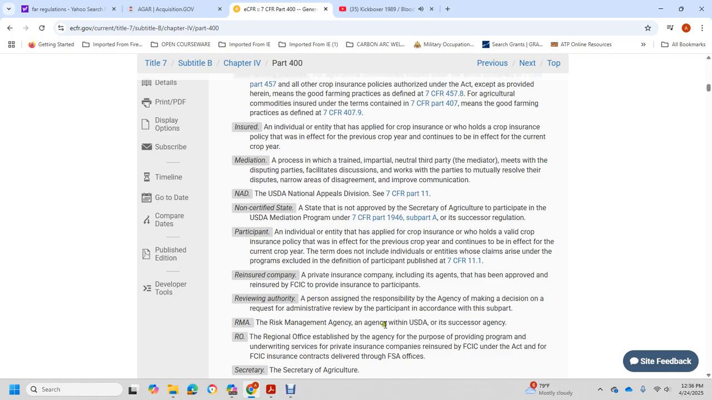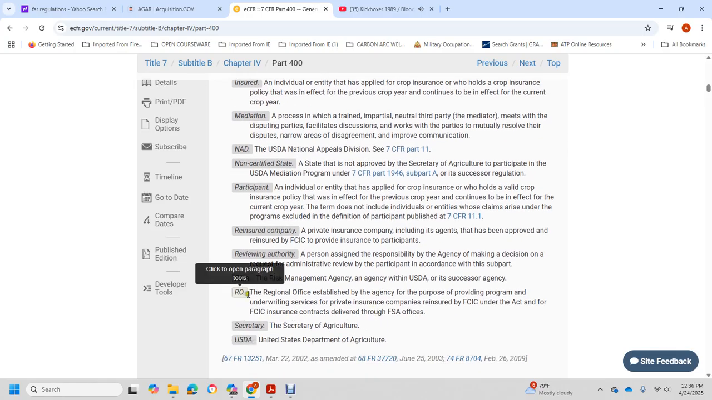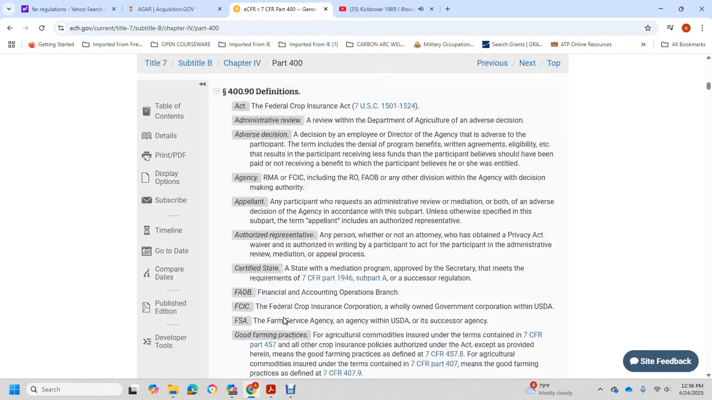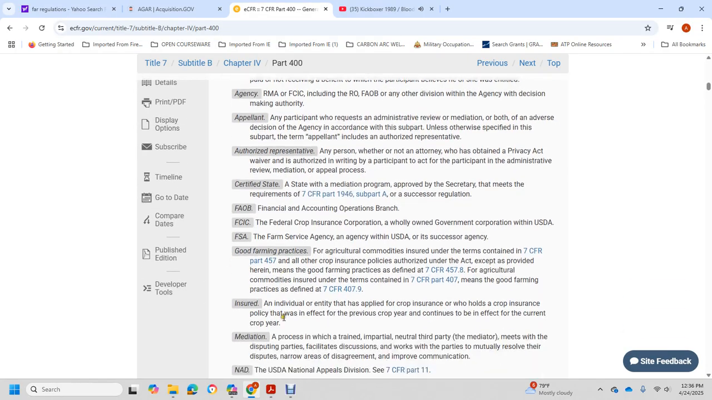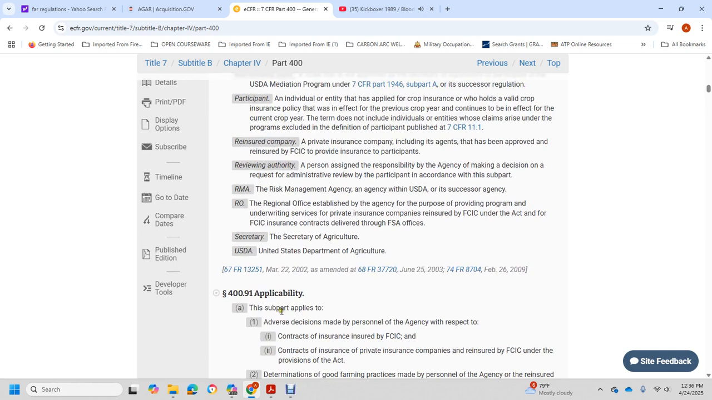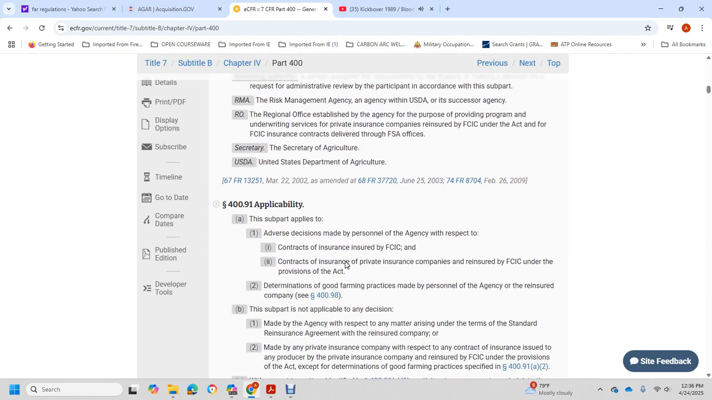RMA: Risk Management Agency, agent for the USDA or the successor agencies. RO: the regional office established for the agent for the purpose of providing program underwriting for the private insurance companies of the Federal Crop Insurance Corporation under the Act of the Federal Crop Insurance, with the incorporated insurance contracts delivered with the FSA. Secretary: of the FSA stands for Farm Service Agency. Secretary of Agriculture, USDA, United States Department of Agriculture. 491.